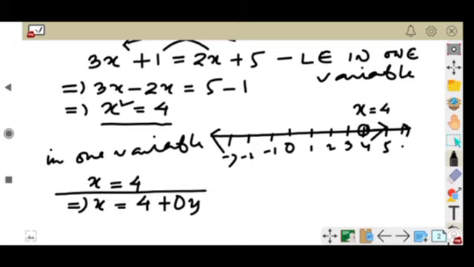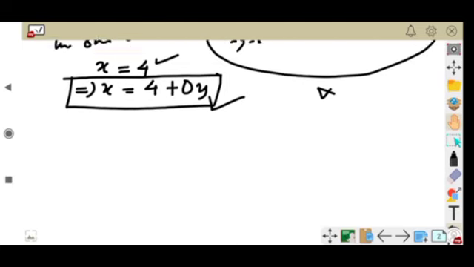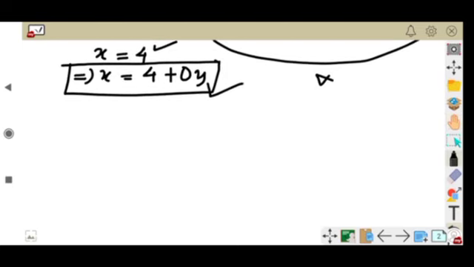If you're asked to draw the graph of this equation, you will not be able to draw it in this way. That's going to be wrong. If I just tell you to draw the graph of this equation in just one variable, you can draw like this. It's correct. But if I tell you to draw the graph in two variables, then even though we have x = 4, we have added one more variable with plus 0y. Now we have x = 4 + 0y. Then what shall we do? We have to draw the graph of this equation. How shall we draw?